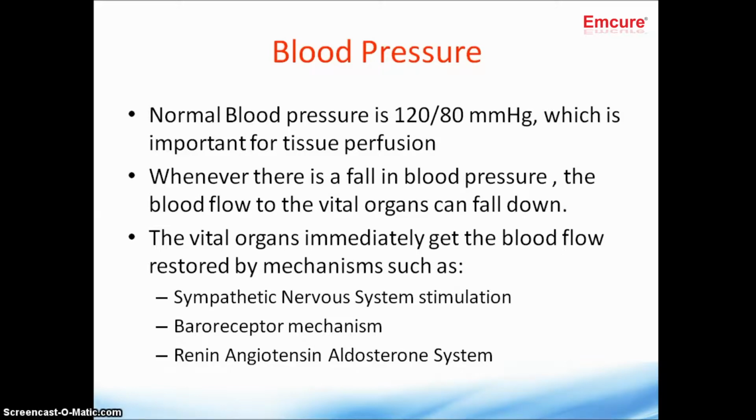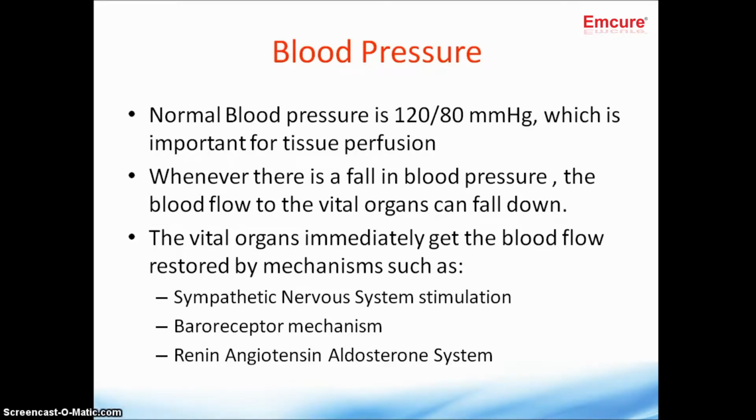So, what is the value of this normal blood pressure? Well, we are not talking about the guidelines at the moment. We are talking about the normal blood pressure. We are not talking about hypertension, to be precise. Well, normal blood pressure is 120/80 millimeters of mercury, which is important for tissue perfusion.